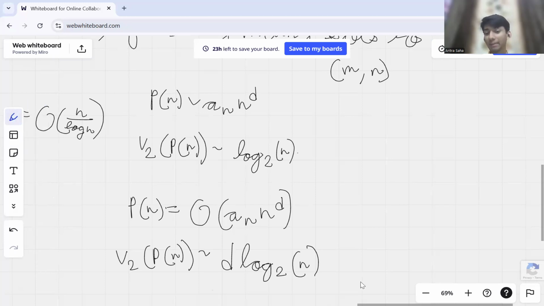Like at max, the growth rate can be d log 2n, but n is even and odd. But we don't do that, we take the best case. We're taking the best case when it goes to infinity, basically. At infinity, there is no even and odd type of thing, right? But in general, it's not ethical to say V2 of P of n is approximately this, right? No, it's more like bounded by this.